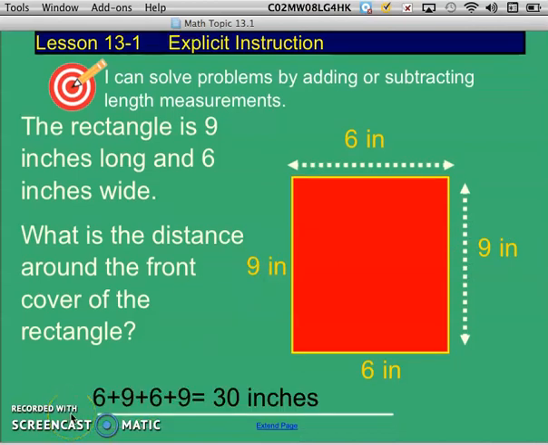Okay, boys and girls. So, on the line, you can see how I went about adding the numbers around the rectangle. First, I wrote 6, then 9, plus 6 more, plus 9 more. When I added all the numbers, my answer is 30 inches. Because remember, we're measuring this rectangle in inches.